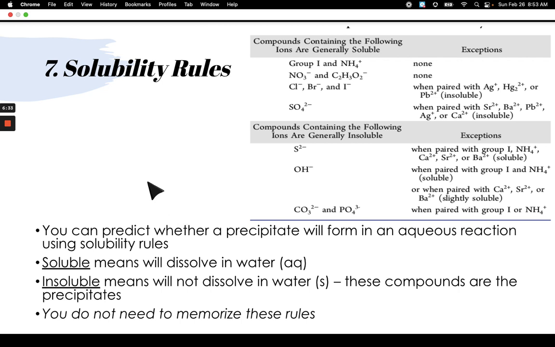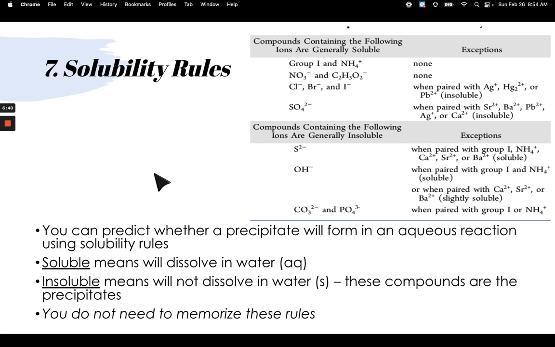You can predict whether a precipitate will form in an aqueous reaction using solubility rules. These are the solubility rules. Soluble means they will dissolve in water, and they will be aq. Insoluble means they will not dissolve in water, and these compounds are the precipitates. Now, you don't need to memorize these rules. Are you listening to me? You don't need to memorize these rules. What you do need to do is be able to use a table like this.